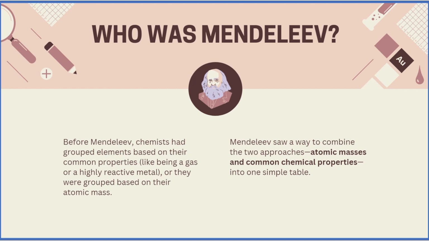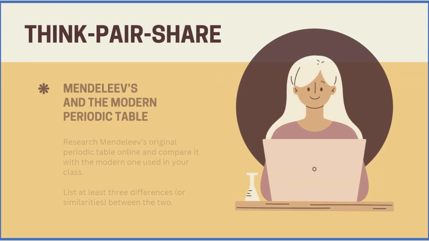Let's understand about him. Before Mendeleev, chemists had grouped elements based on their common properties like being a gas or highly reactive metal, or they were grouped based on their atomic mass. Now, Mendeleev saw a way to combine the two approaches, atomic masses and common chemical properties, into one simple table. He classified according to the atomic mass in one table and another according to common chemical properties. For example, gases are at one place and solids are at one place and liquids are at one place, like that. So now think, pair, share.